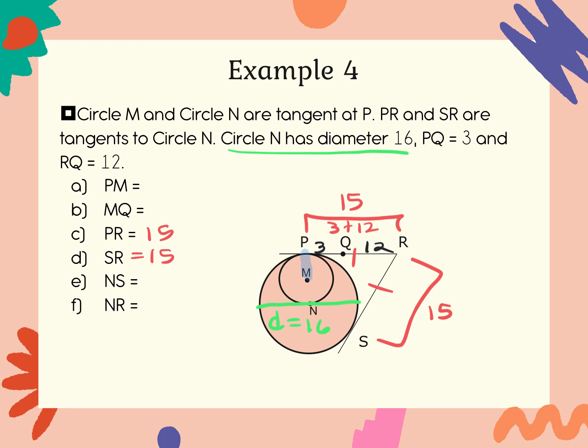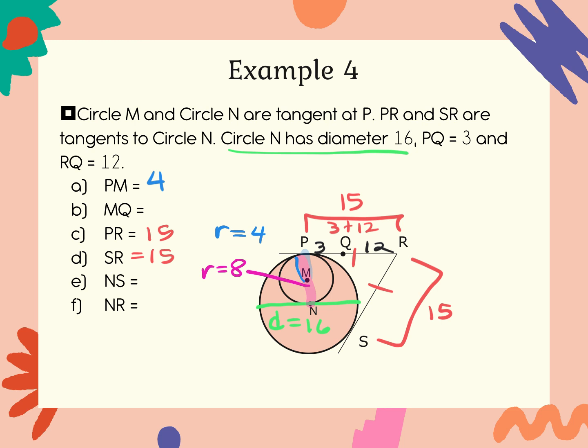If you recognize that the radius of circle N, the big circle, is actually the diameter of the little circle, then the radius of the big circle is half of 16, which is 8, and to turn that into a radius of the little circle, the radius of M is 4. So that's the answer to PM. It's the radius of the little circle.